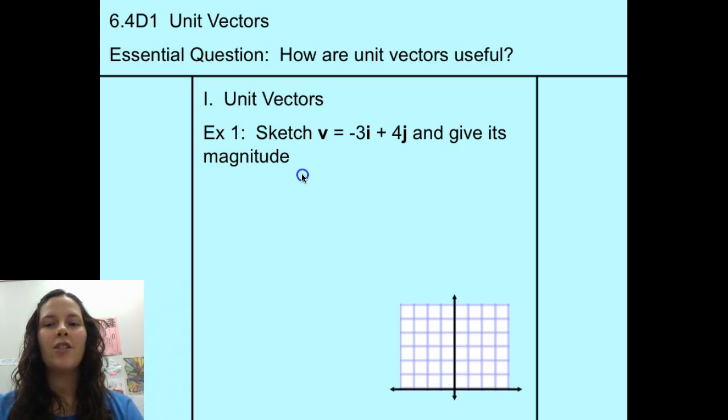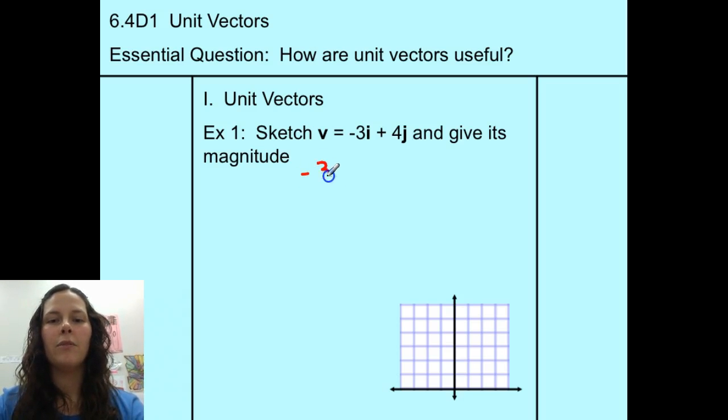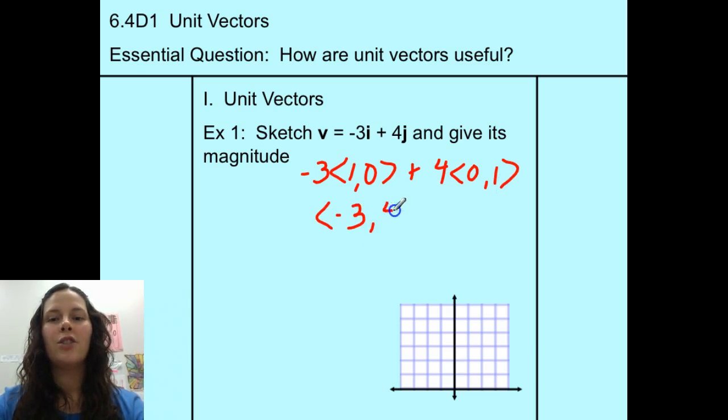So in order to sketch that, we need to remember that i has the component form ⟨1, 0⟩, and j has the component form ⟨0, 1⟩. So essentially what we're giving you is the component form of the vector, just in a different way, using the unit vectors instead of just saying ⟨-3, 4⟩. So to sketch ⟨-3, 4⟩, we go left 3 and up 4.